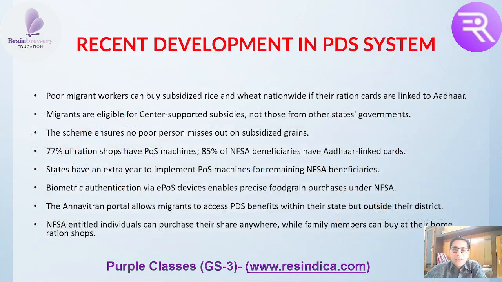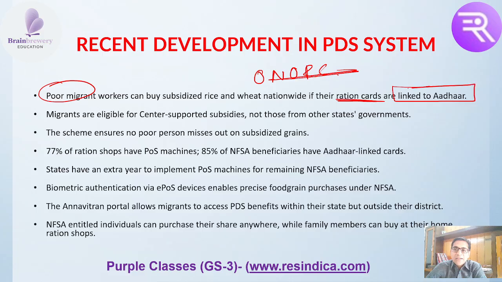Now moving to our one nation, one ration card. Okay, so this is about the poor migrant workers. First of all, we have to provide them with a proper ration card which can be digitalized, and that has to be linked with the Aadhaar card, so that it is an Aadhaar-seeded ration card. Okay, so migrants are eligible for central support subsidies. Migrants are eligible for the central support subsidy because migrant workers keep on traveling, so the state doesn't have to give from its own stake. It is a centrally supported subsidy that they are going to get.